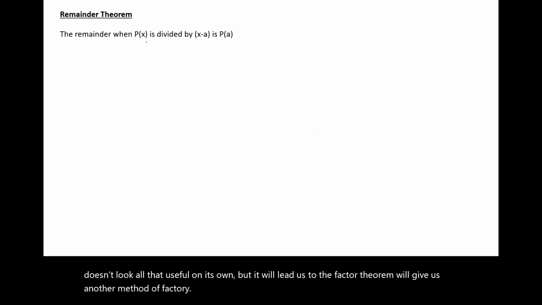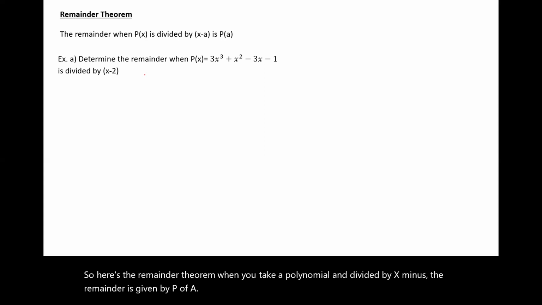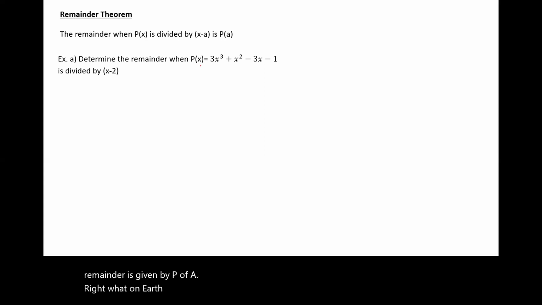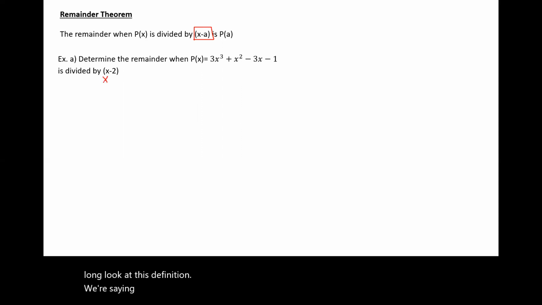When you take a polynomial and divide it by x minus a, the remainder is given by p of a. Right. What on earth does that mean? Let's take an example. We're going to take a polynomial, 3x cubed plus x squared minus 3x minus 1, and divide it by x minus 2. So let's take a long look at this definition. We're saying we're dividing by x minus a. So the x minus 2 is our x minus a.